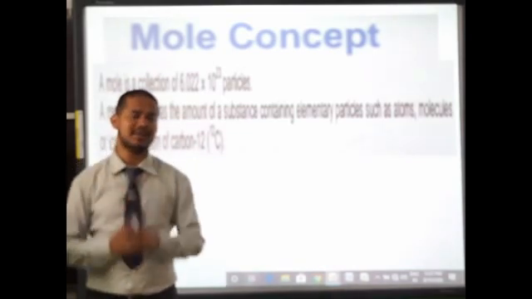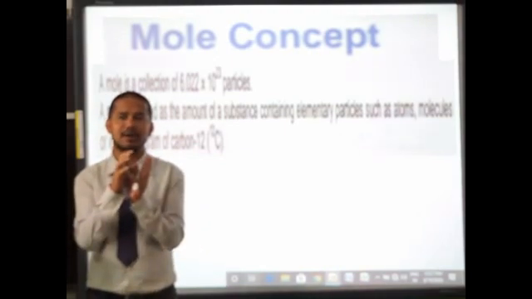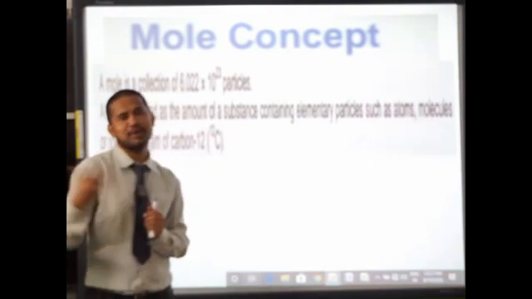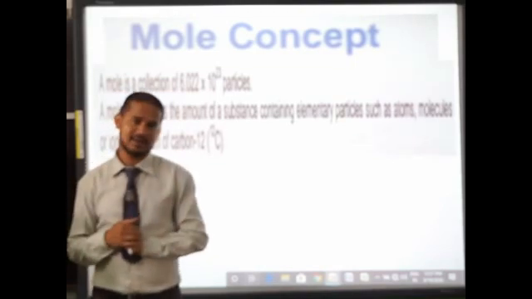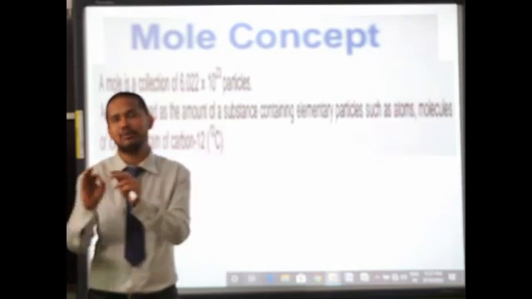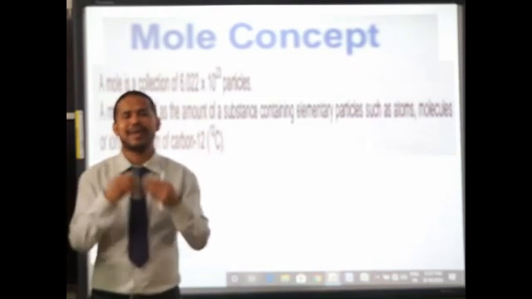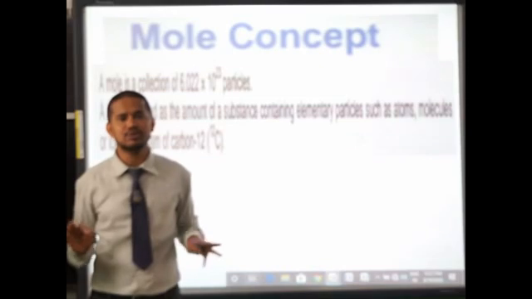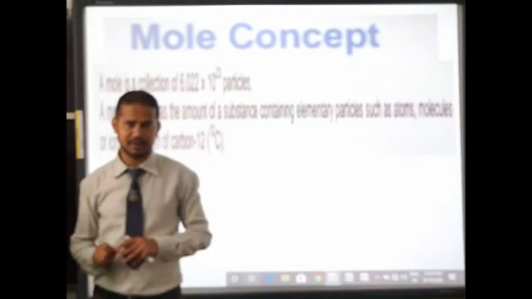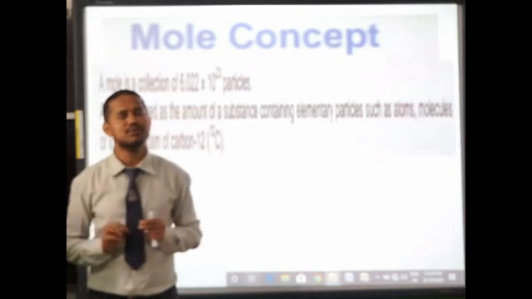So 1 dozen of anything can have how many particles, or how many things, how many particular units are there? 1 dozen means 12 units. 1 dozen of anything means 12 units of that particular thing. Similarly, 1 mole of anything means 6.022 into 10 to the power 23 particles of that particular thing. So 1 dozen means 12, 1 mole means 6.022 into 10 to the power 23.